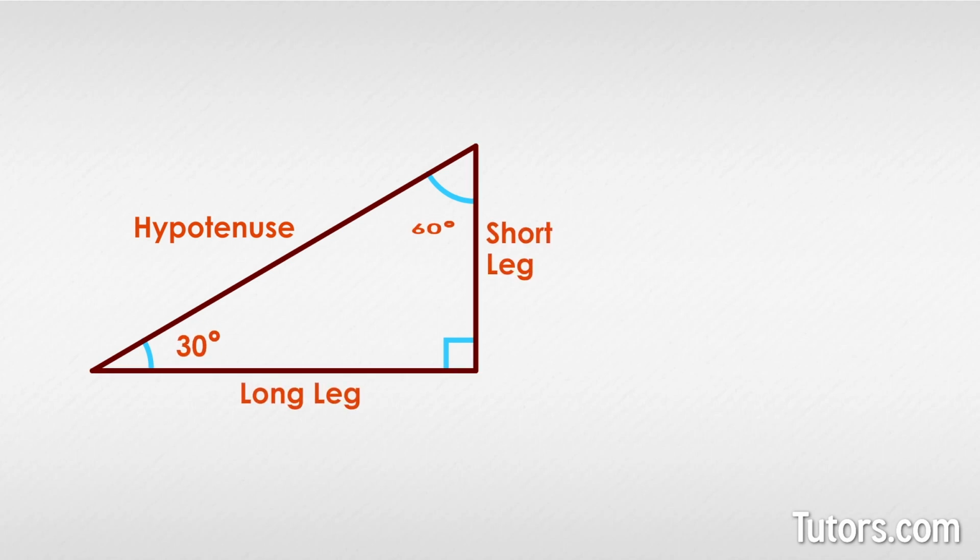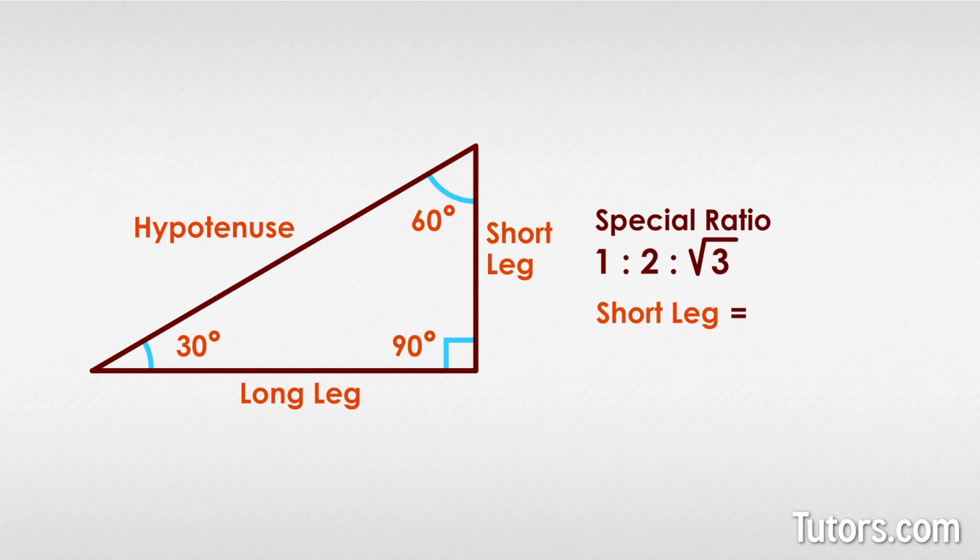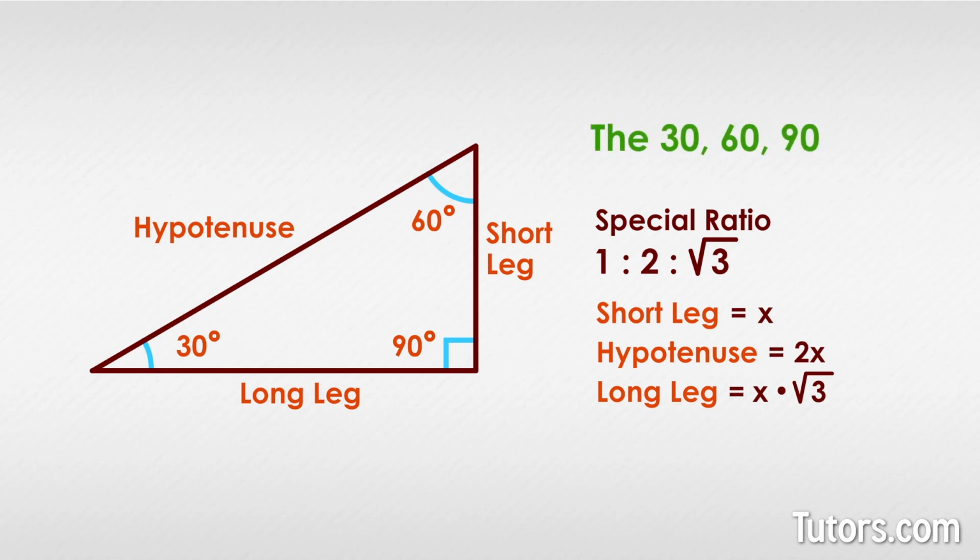The sides of a 30, 60, 90 degree triangle have a special ratio, 1 : 2 : square root of 3. The short leg equals x, the hypotenuse equals 2x, and the long leg equals x times the square root of 3. These three special properties can be considered the 30, 60, 90 triangle theorem.